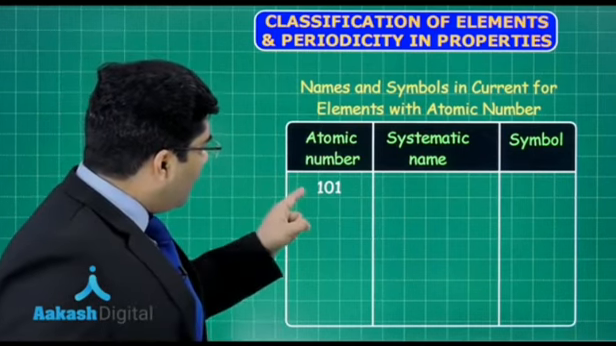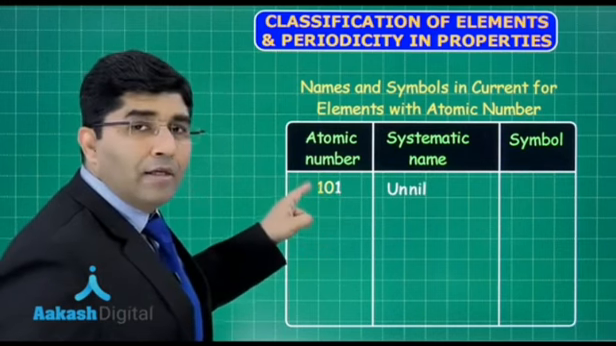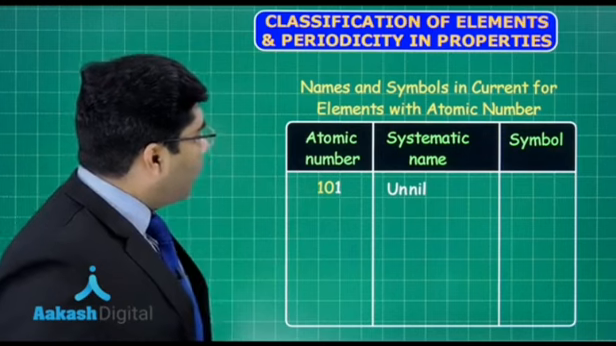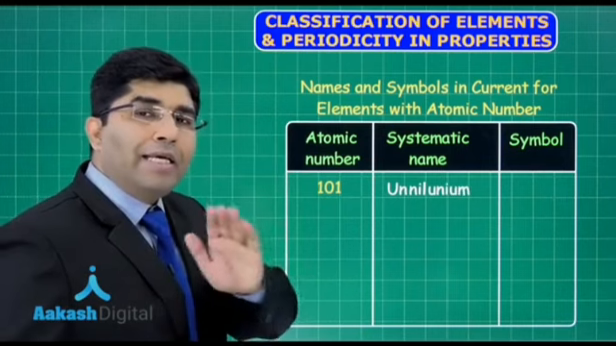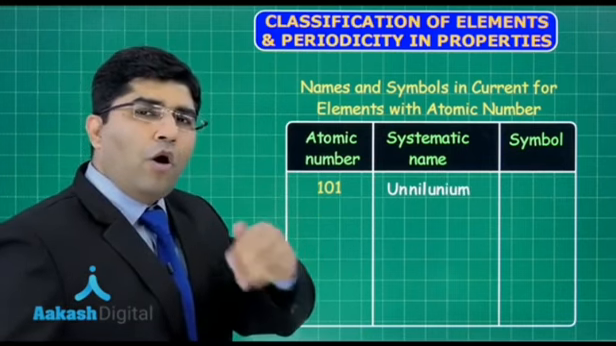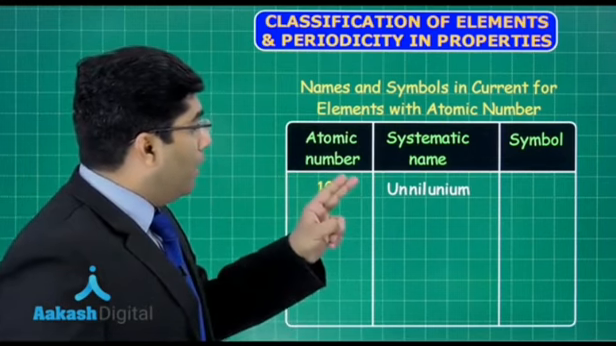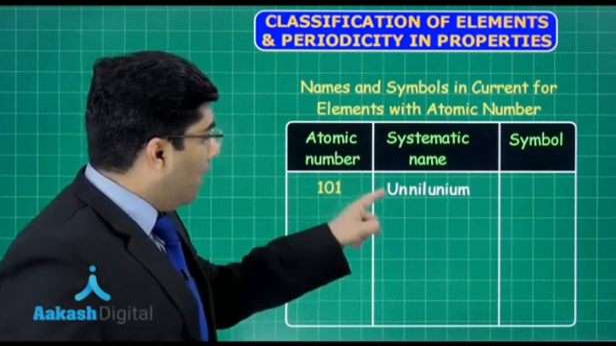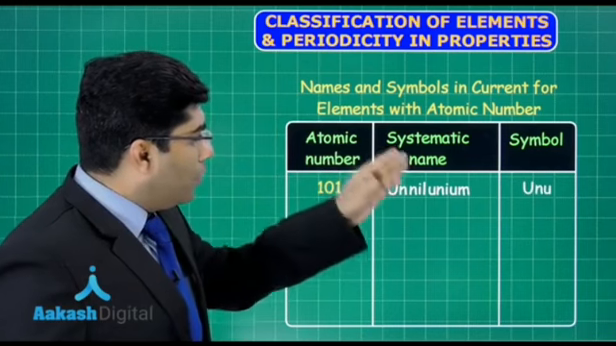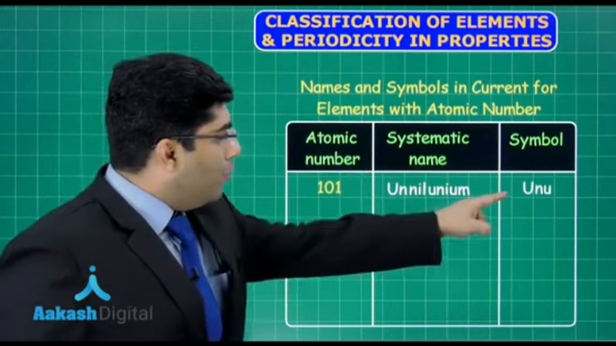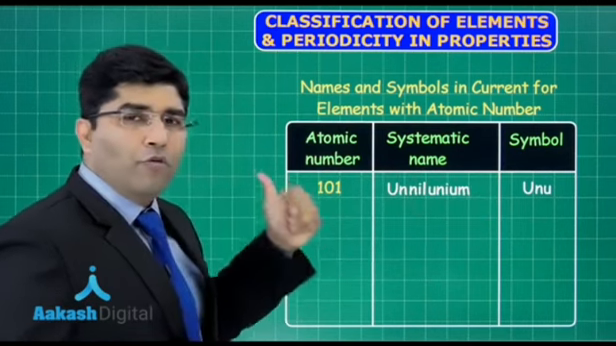The first digit is 1, so un. For 0, we will write nil. And again for 1, we will write un. And by default, we will write ium, and we will use ium in all the names, right? So the symbol of the element will be U, N, U: Unnilunium. This U is for 1, N is for 0 and U is for 1 again.